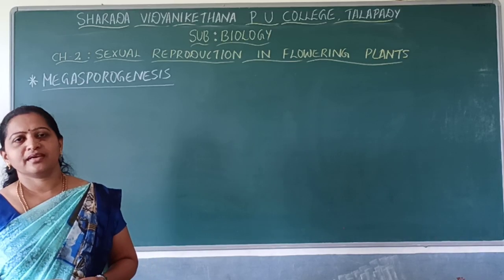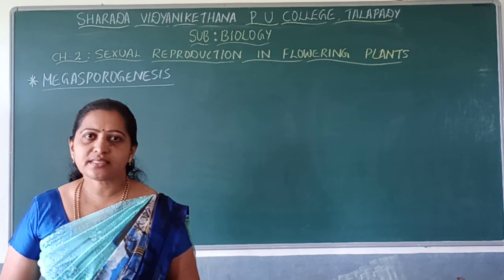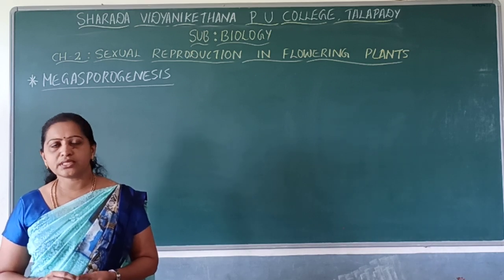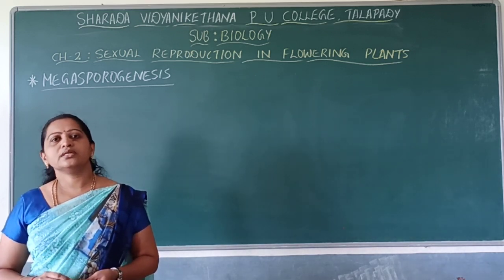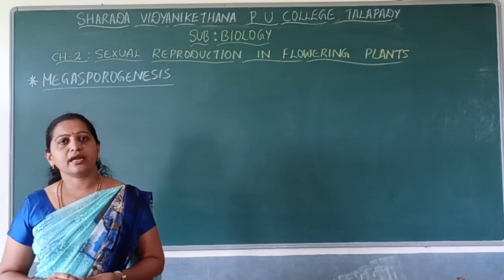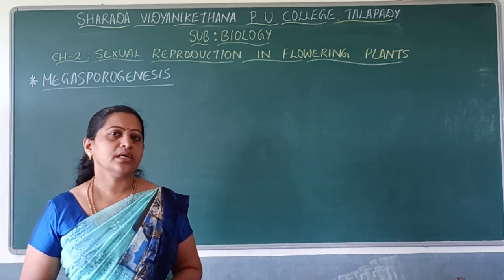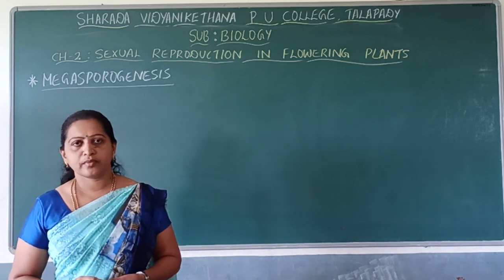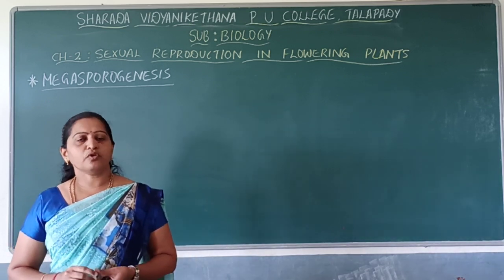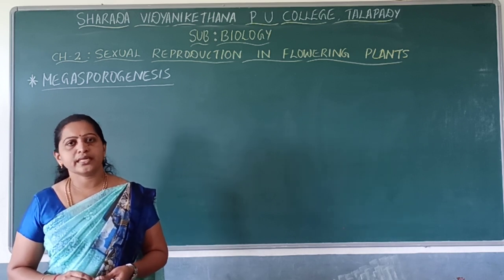So students, in the previous video we discussed the female reproductive unit of a flower, that is the pistil, and we discussed in detail each part of the pistil. We also studied in detail the structure of the megasporangium, or the structure of the ovule. We know that the ovule or megasporangium has various parts.